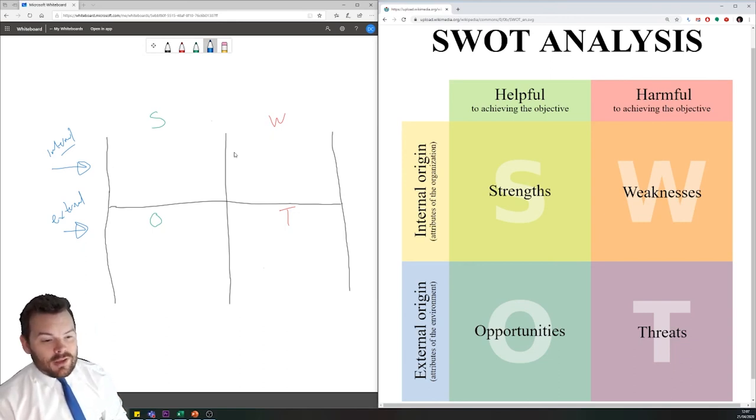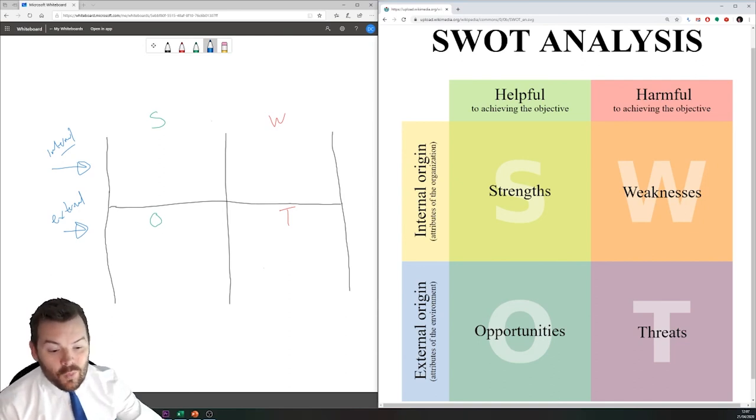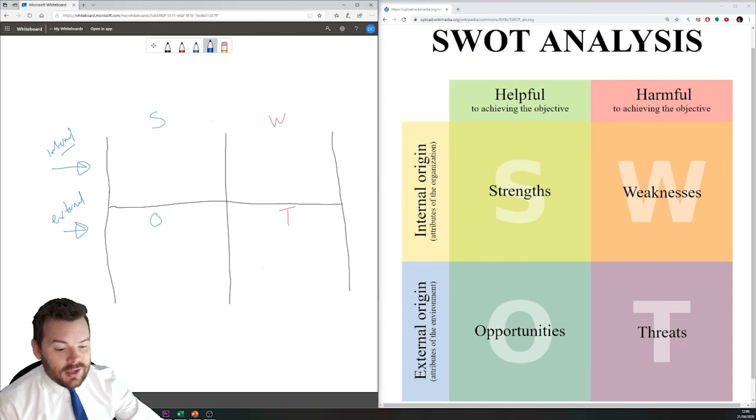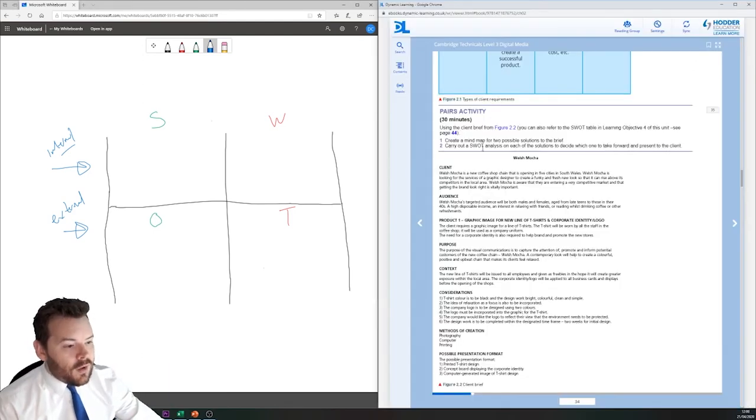I would like you to create the SWOT analysis for Welsh Mocha. Once you've talked about the strengths, weaknesses, opportunities, and threats of that particular brand, what I would like you to then think about is which one of your two ideas is the most appropriate?